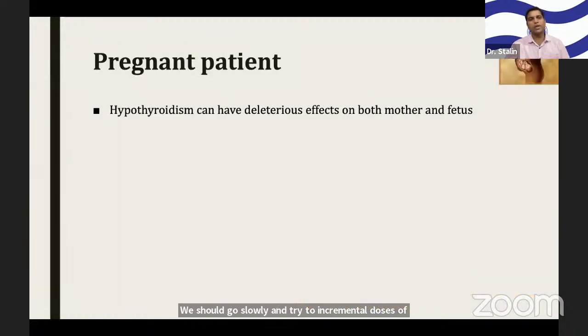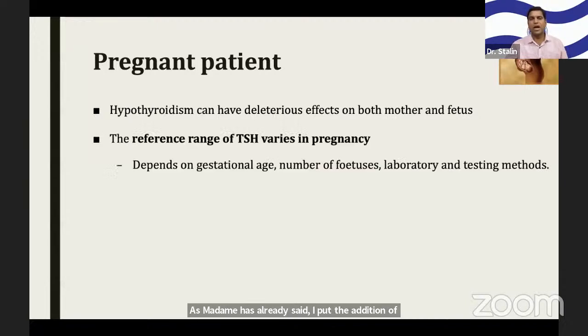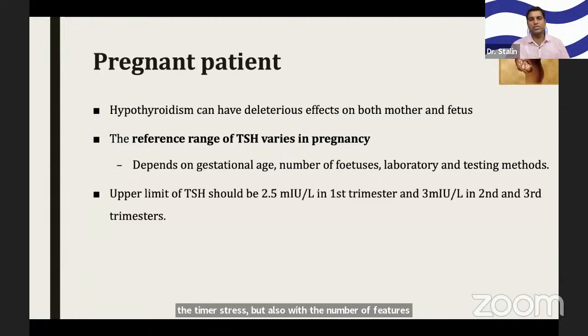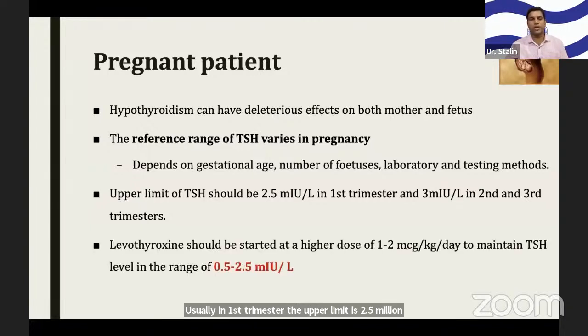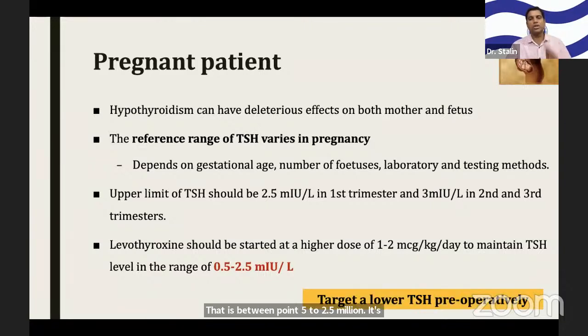The next clinical scenario is the pregnant patient. As Madam has already said, hypothyroidism has deleterious effects on both mother and fetus, and the reference ranges vary significantly, not only with the trimesters, but also with the number of fetuses and depending upon the lab and the testing methods used. Usually in the first trimester, the upper limit is 2.5 milliunits per liter, whereas in the second and third trimesters it is 3 milliunits per liter. So levothyroxine should be started at a slightly higher dose, that is 2 mcg per kg per day, to maintain the TSH at a low level, between 0.5 and 2.5 milliunits per liter. So in a pregnant patient, you should target a lower TSH preoperatively.